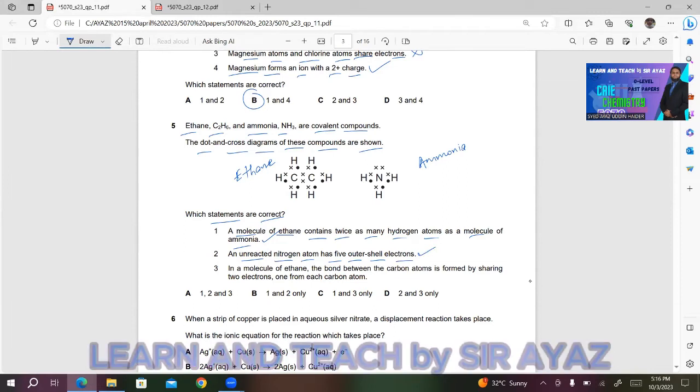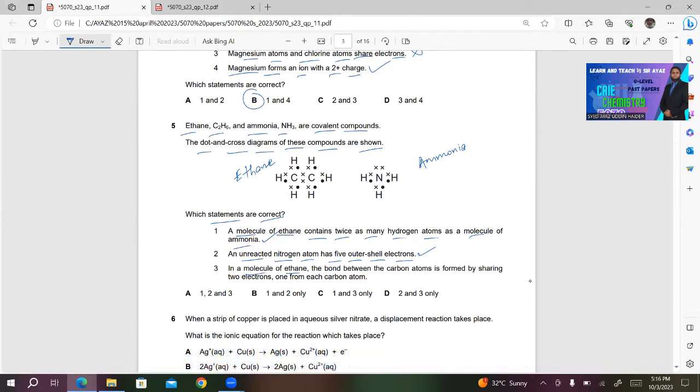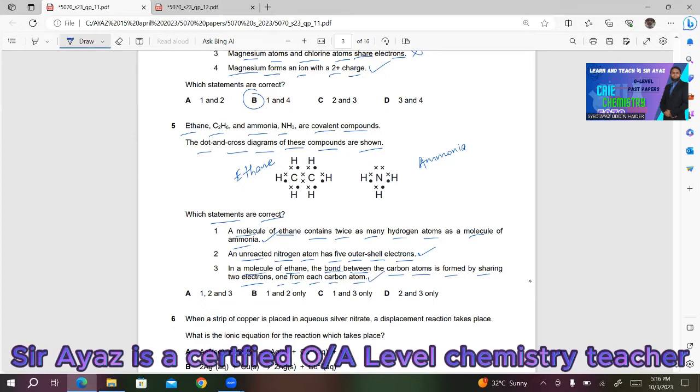Number 3, in a molecule of ethane, the bond between the carbon atoms is formed by sharing 2 electrons, 1 from each carbon atom. So all of these statements are correct. So A will be the right answer for this question.